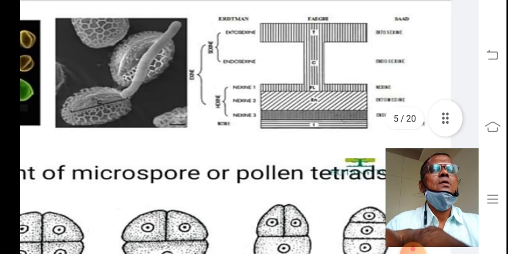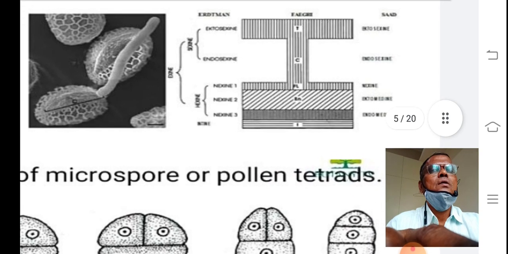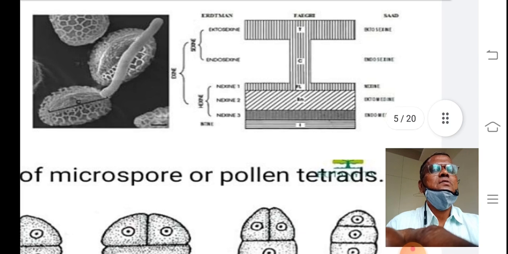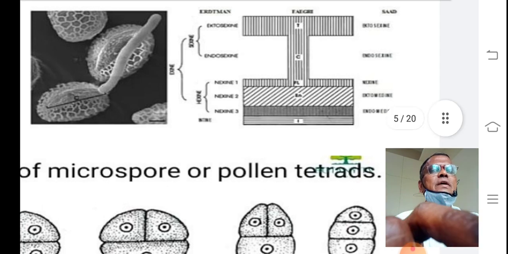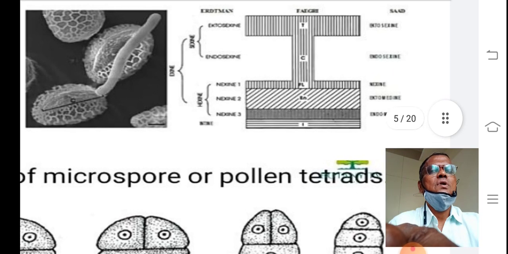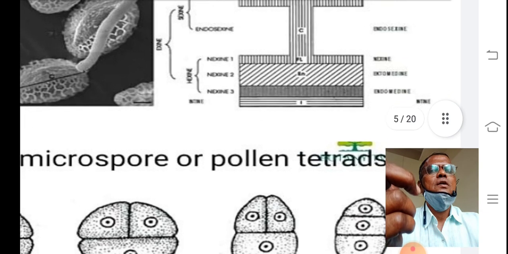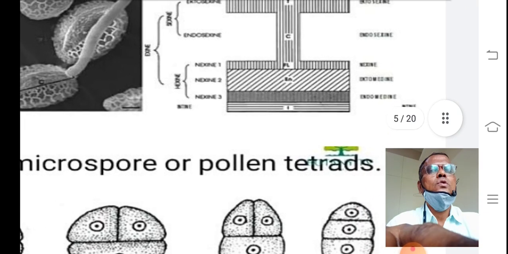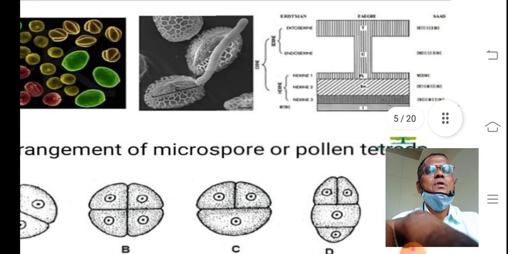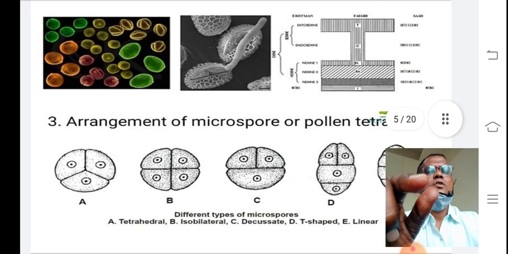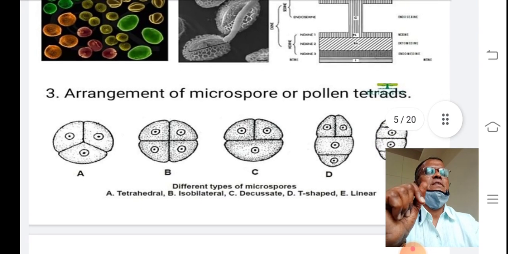The outermost layers are shown by the scientist Erdtman. Specifically, endospore and exospore layers are there. Again they are divided into 1 to 3 layers in detail, but these are very microscopic. Without a scanning electron microscope we cannot study them in detail.